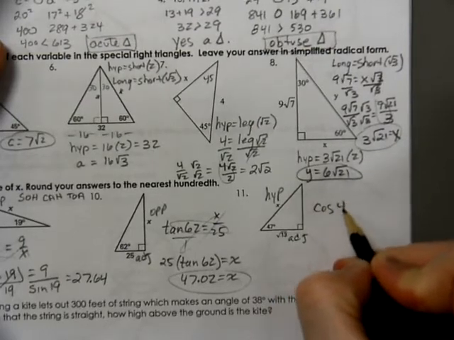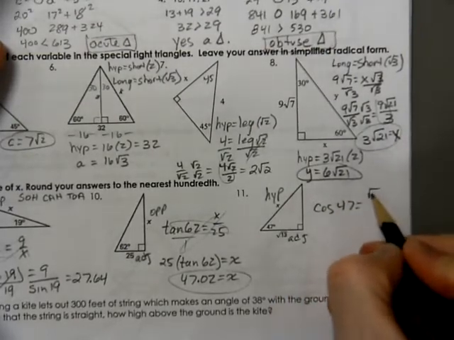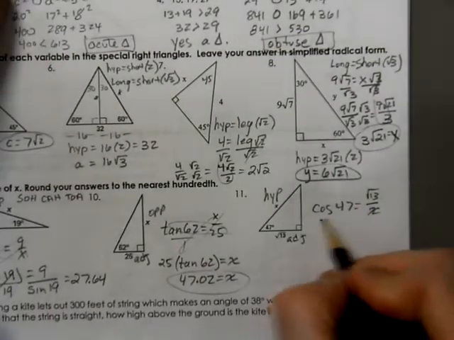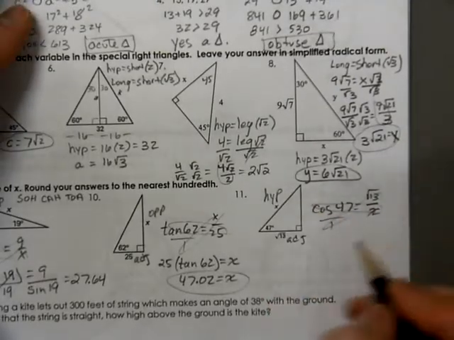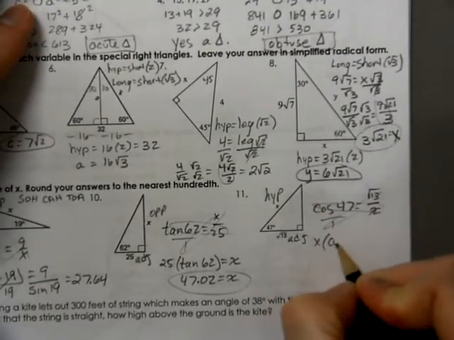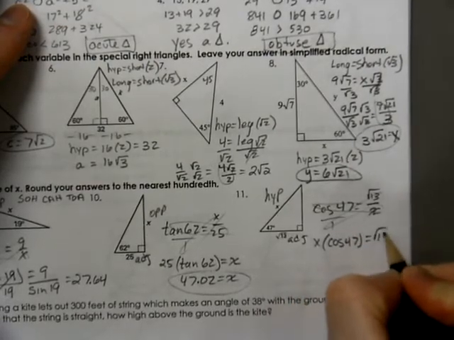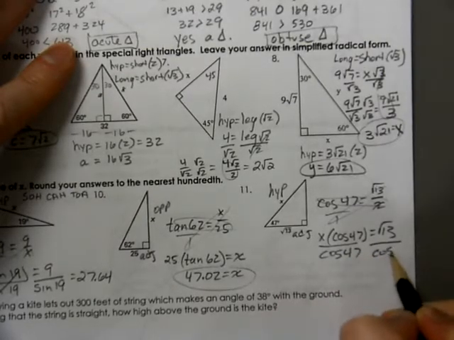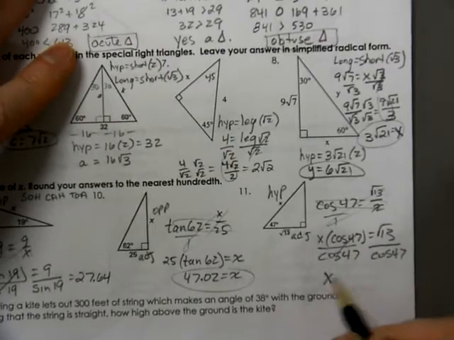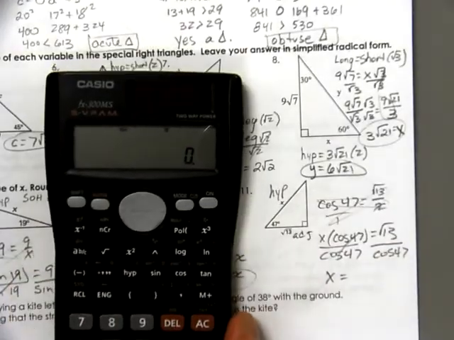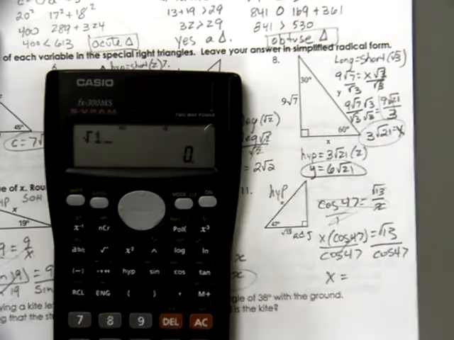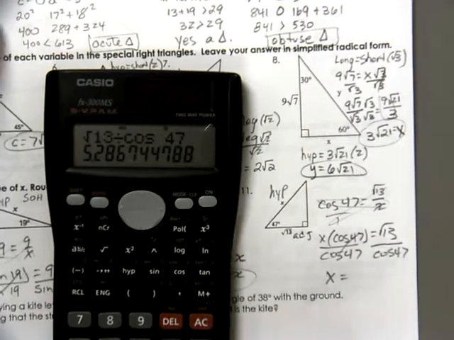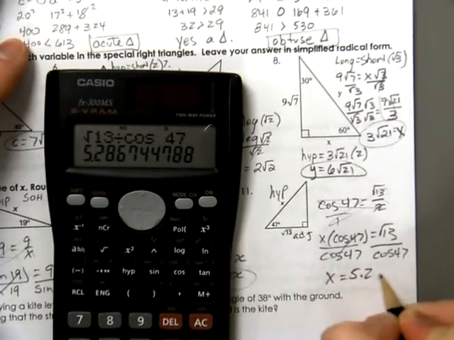So the cosine of 47 is going to be the square root of 13 over x, adjacent over hypotenuse. Place that over 1, cross multiply, we get x times the cosine of 47 equals the square root of 13. Then we divide by the cosine of 47, so x is going to be the square root of 13 divided by the cosine of 47, 5.29.